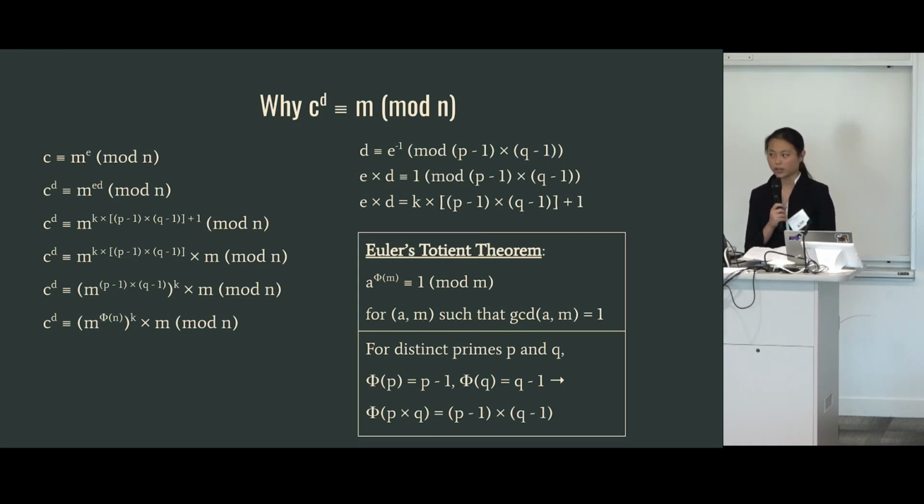So in our equation on the left, we can replace m raised to the power of phi n with a 1, as shown here. We know that 1 raised to the power of anything, if k is an integer, will be 1. So this will cancel out, resulting in our final equation of c raised to the power of d is congruent to m mod n. And that is the math behind how the last step of what Bob does works in RSA.